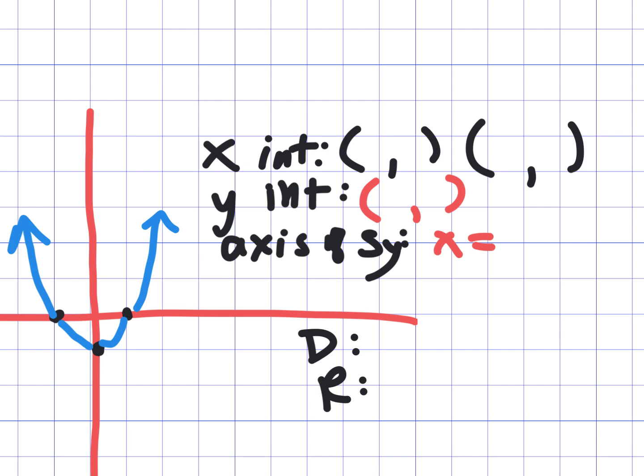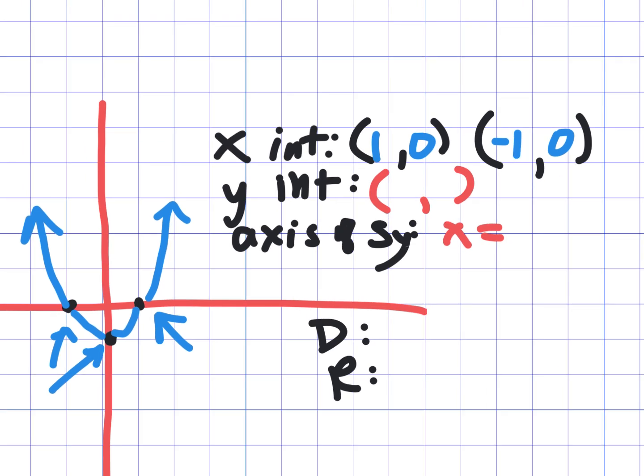Okay, we're back. So the x-intercepts, well, there's that one, which is at (1, 0). And there's that one, which is at (-1, 0). Then there's the y-intercept, which is the place it touches the y-axis, and that's right there, and that's at (0, -1). The axis of symmetry is right down here.